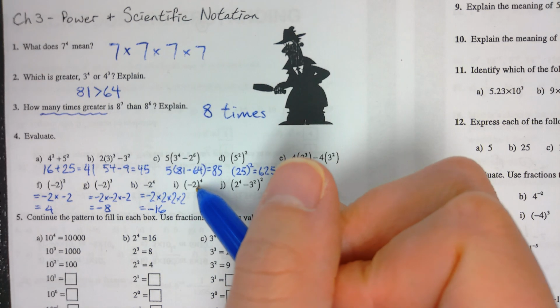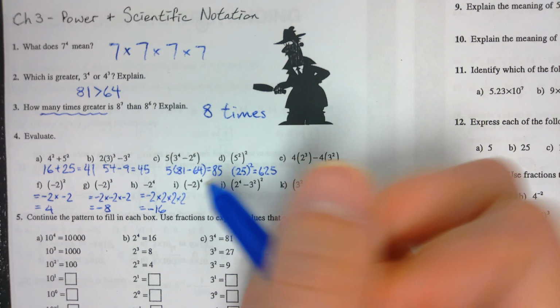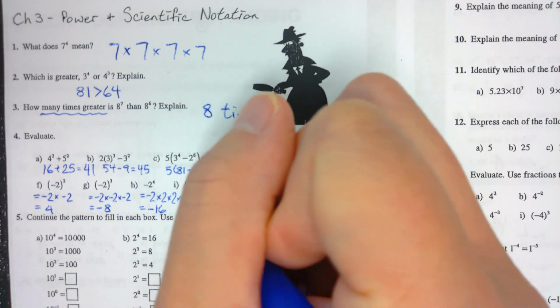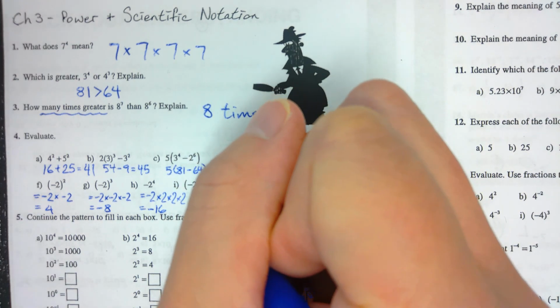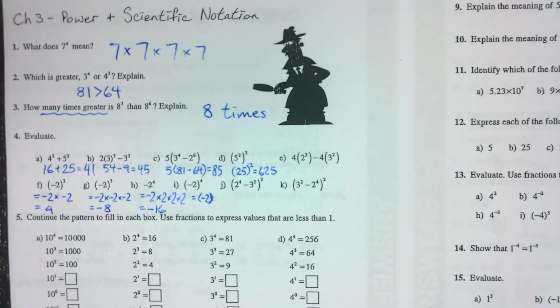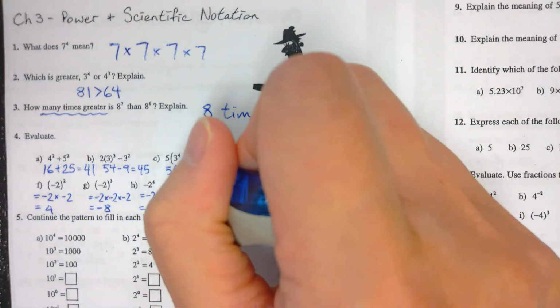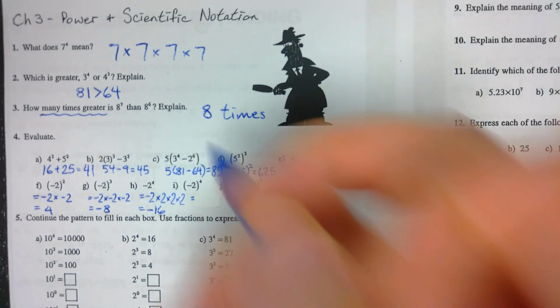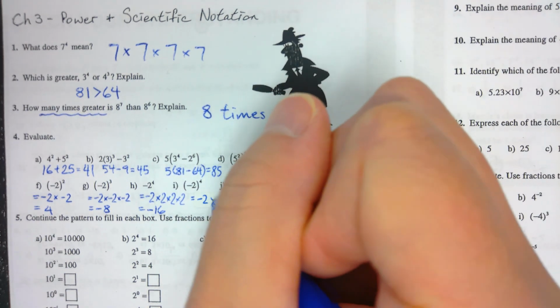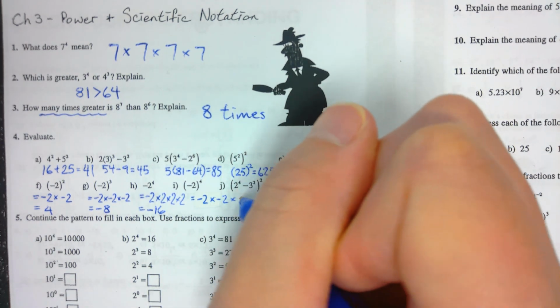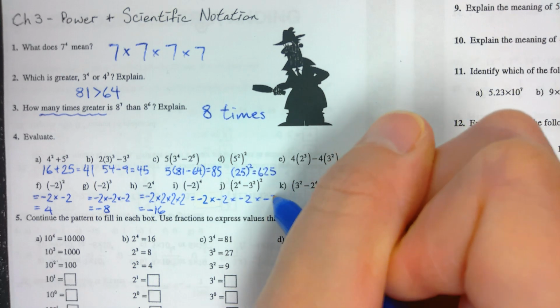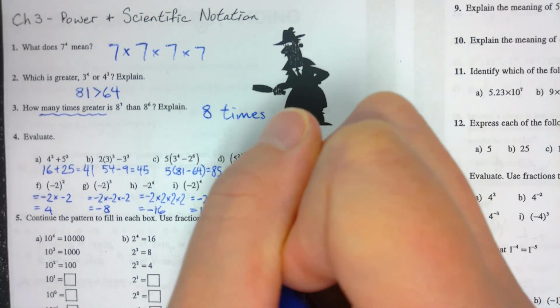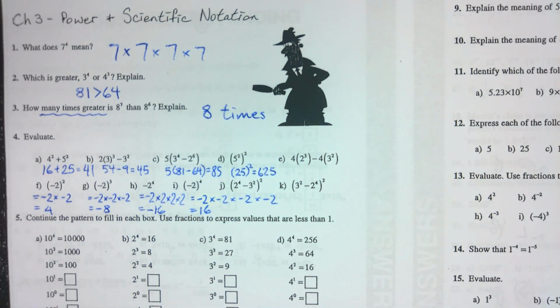So this one, you can see the negative 2 is in brackets. So this means negative 2, whoops. I'm not going to have enough room. Okay, so this means negative 2 times negative 2 times negative 2 times negative 2, which gives you positive 16.